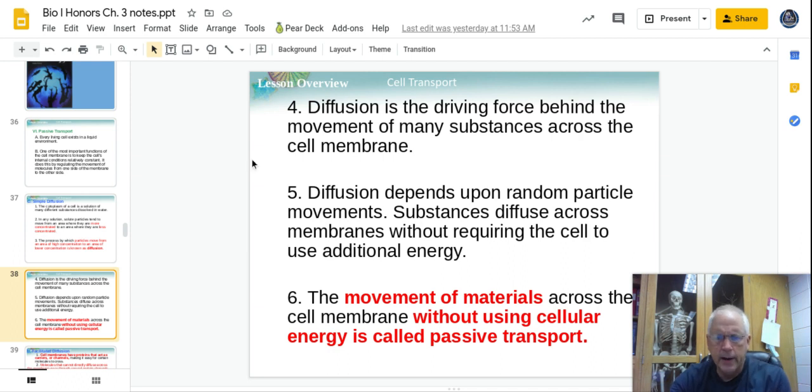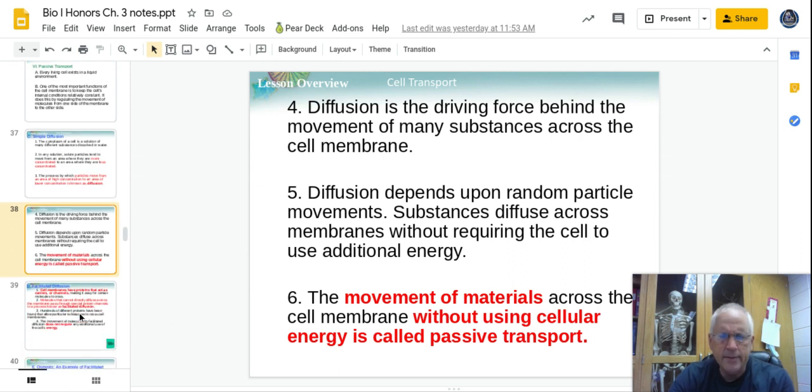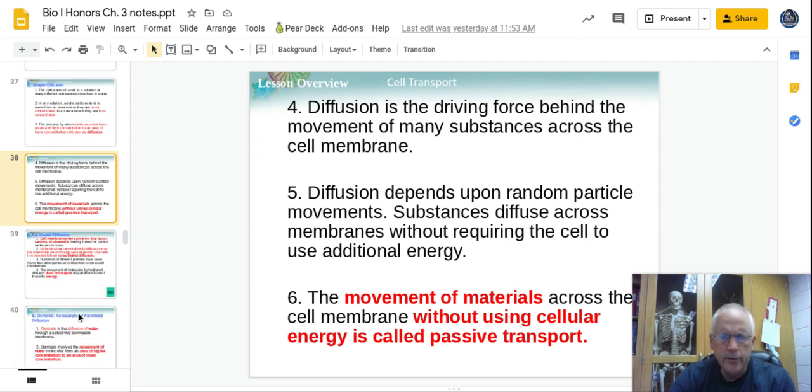Here's the thing, and this is what you see down here at number 6, and why I put it in red. It doesn't require any energy. So a passive system requires no energy whatsoever. Okay, it just does its thing. We do it, and we don't have to do anything to make it go. It just goes naturally from high to low.